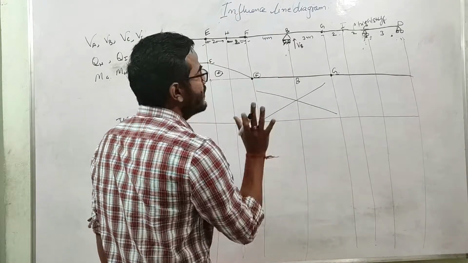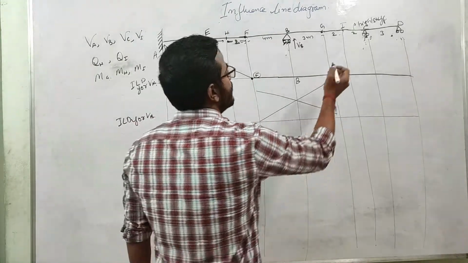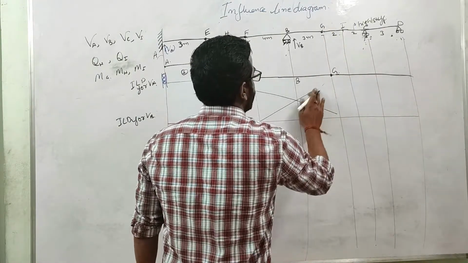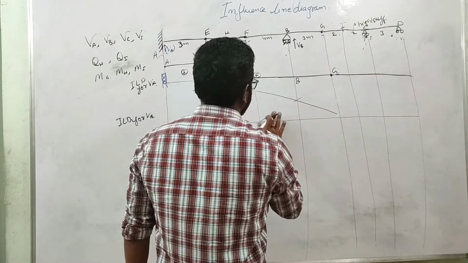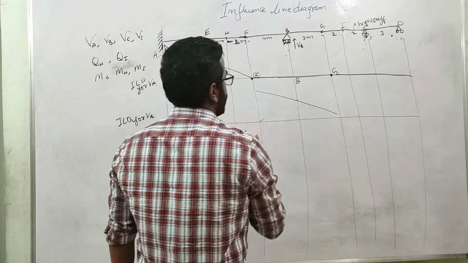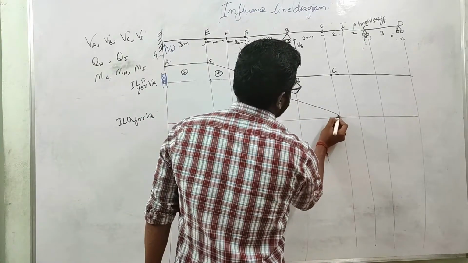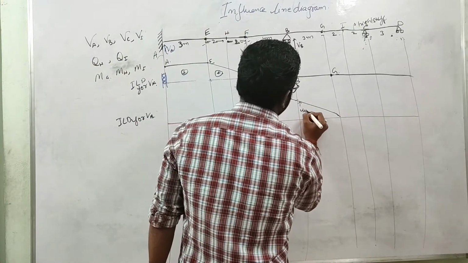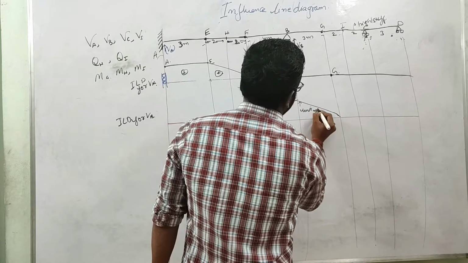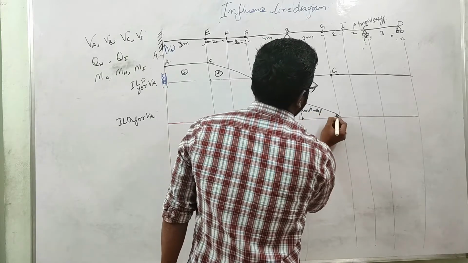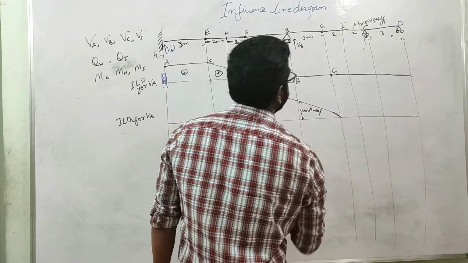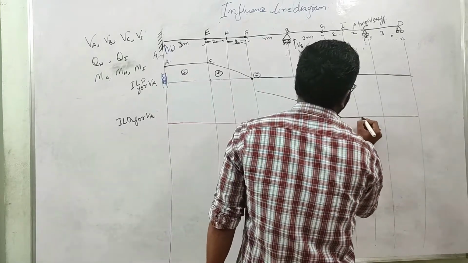Point G cannot move up and down. Why? Because these two supports are restricting its movement. So I won't consider this case over here. So this will be the unit deflection at B. Unit deflection at B. And this is point G. Beyond this it will be again a straight line.